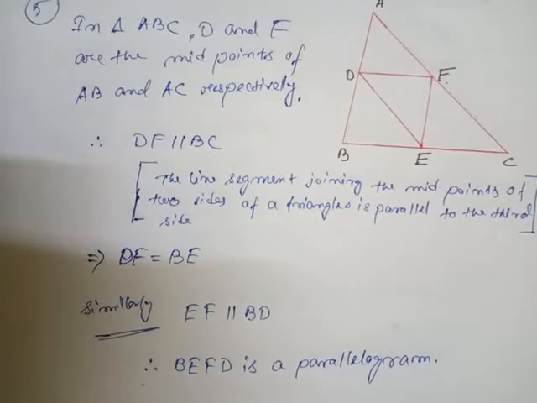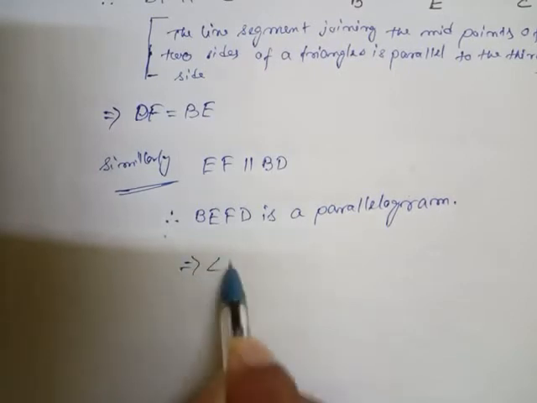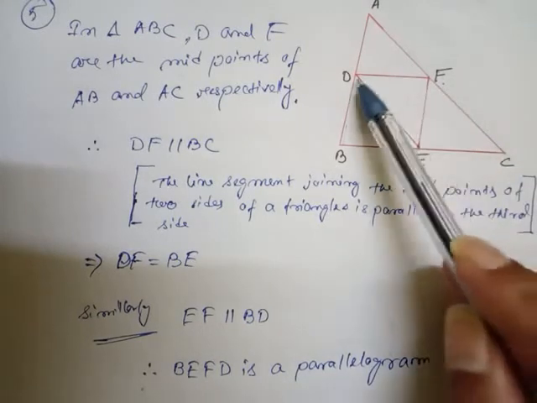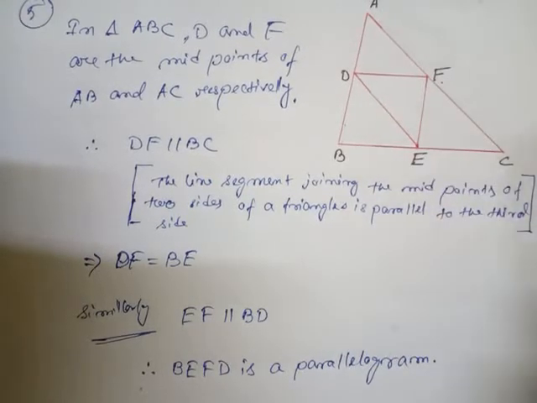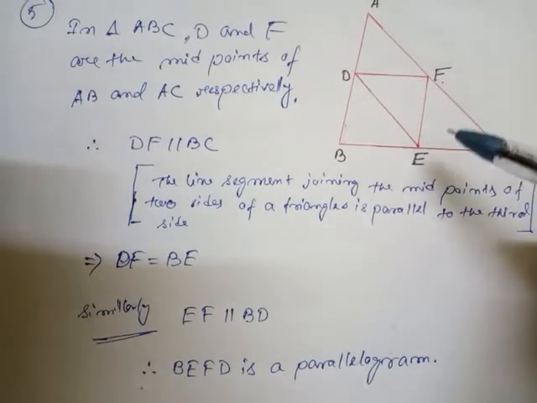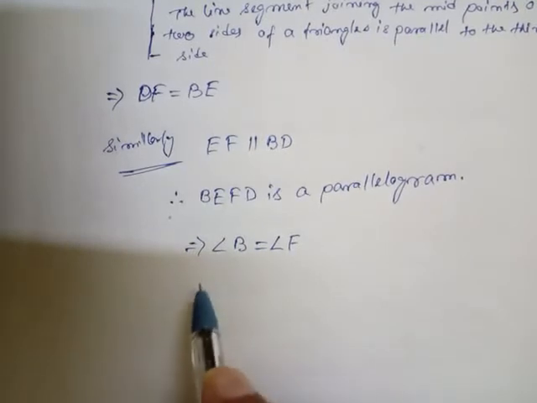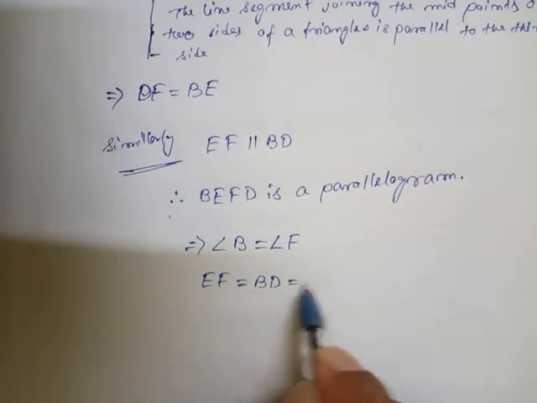Now look, student, we write down here that this implies angle B is equal to angle F. Angle F means angle EFD, because these two are the opposite angles of a parallelogram. And one more thing, students: EF is equal to BD, we can write down here now. So we write down that EF is equal to BD, and BD is equal to half AB.